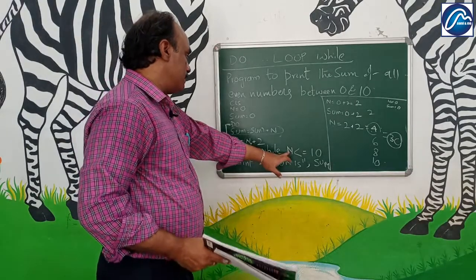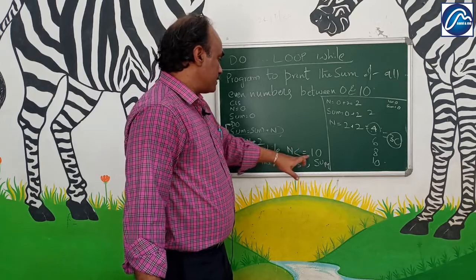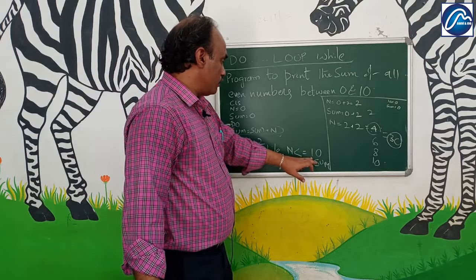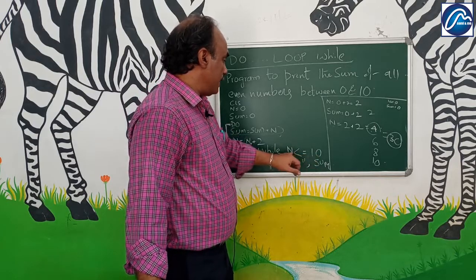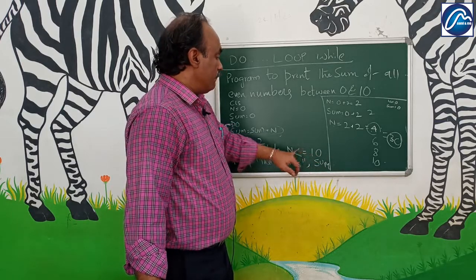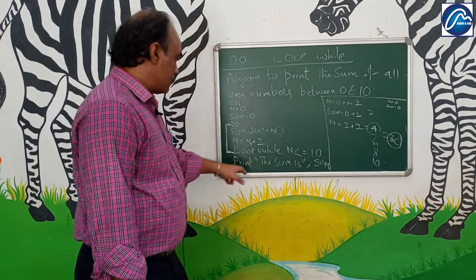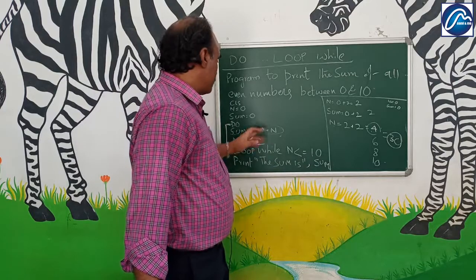What is the condition here? Our condition is n less than or equal to 10. 2 is less than or equal to 10. 4 is less than or equal to 10. 6 is less than or equal to 10. 8 is less than or equal to 10. 10 is less than or equal to 10. And when it goes to 12, 12 is not less than or equal to 10. The condition fails, and the sum is printed here, whatever the sum comes.